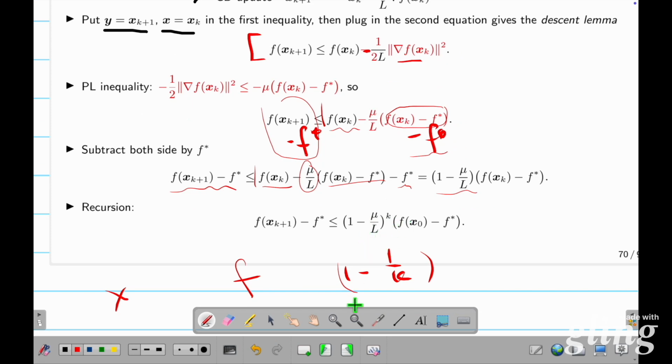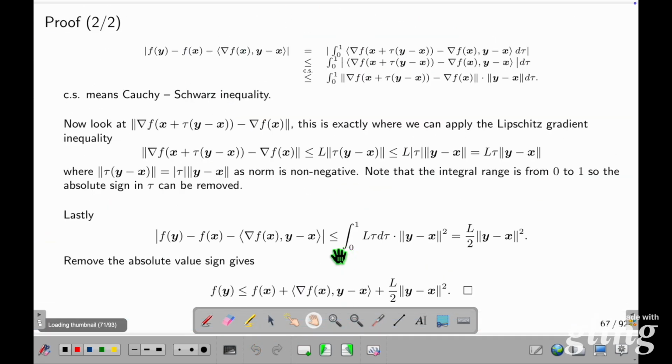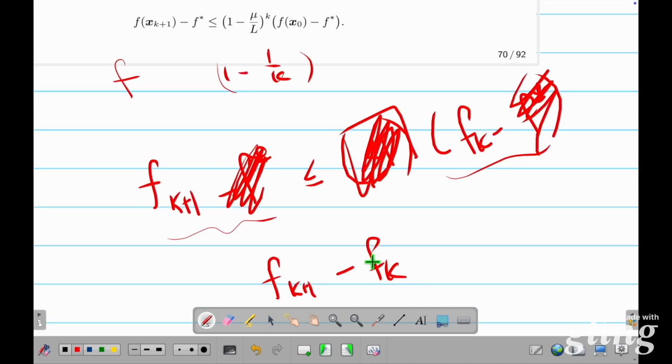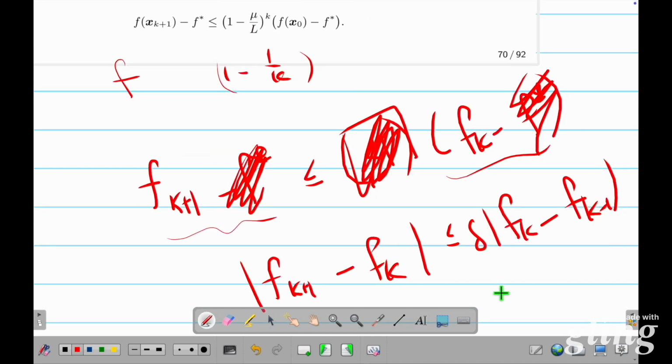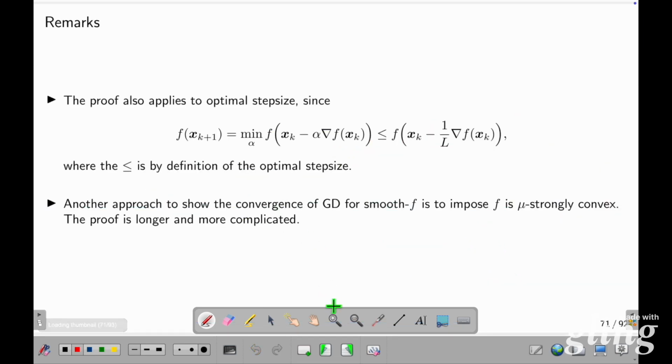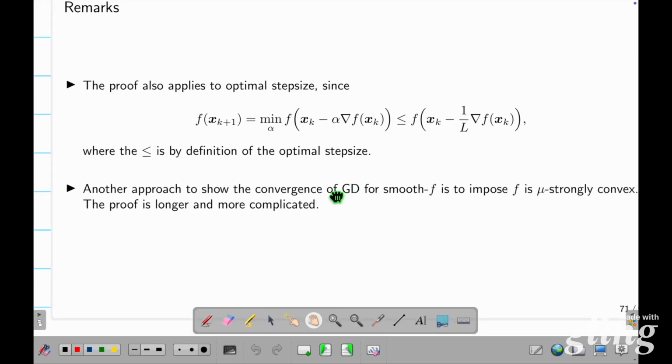I have the same convergence. Again, let me go back. Do you remember this? What is this? This thing smaller than, for some number, ratio, let me call it delta. Then you stop. This is one stopping condition. Okay, these are remarks, not important, but I talk about it a little bit.